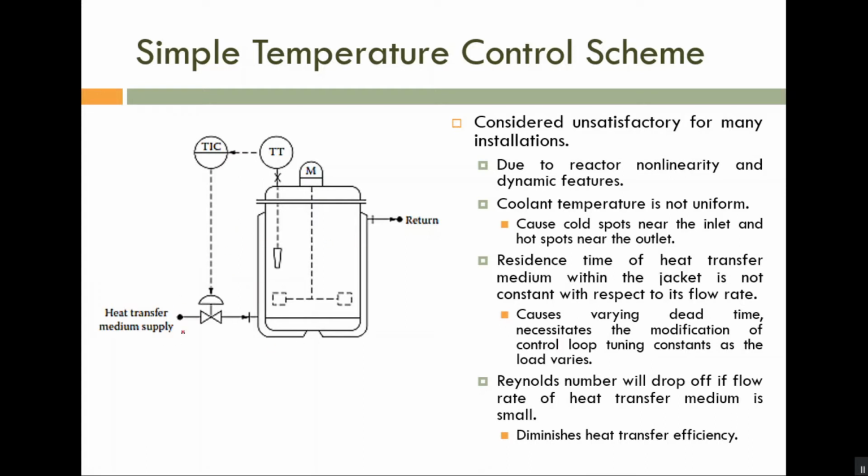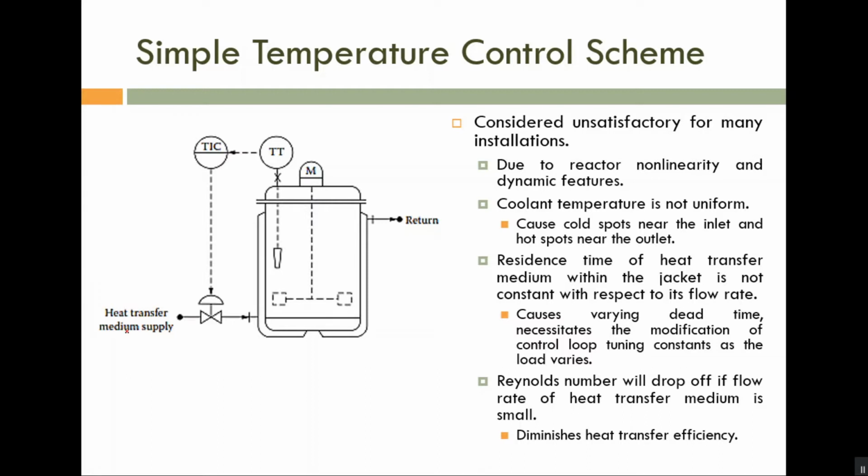So if the flow rate is small, definitely the residence time increases. Residence time must be small means the flow rate must be large. That is one problem. So the minimum value of flow rate must be large.